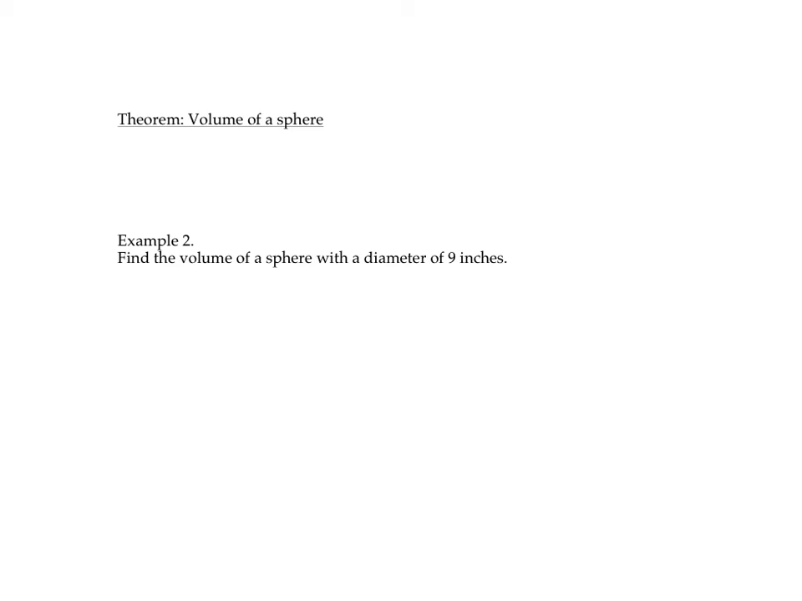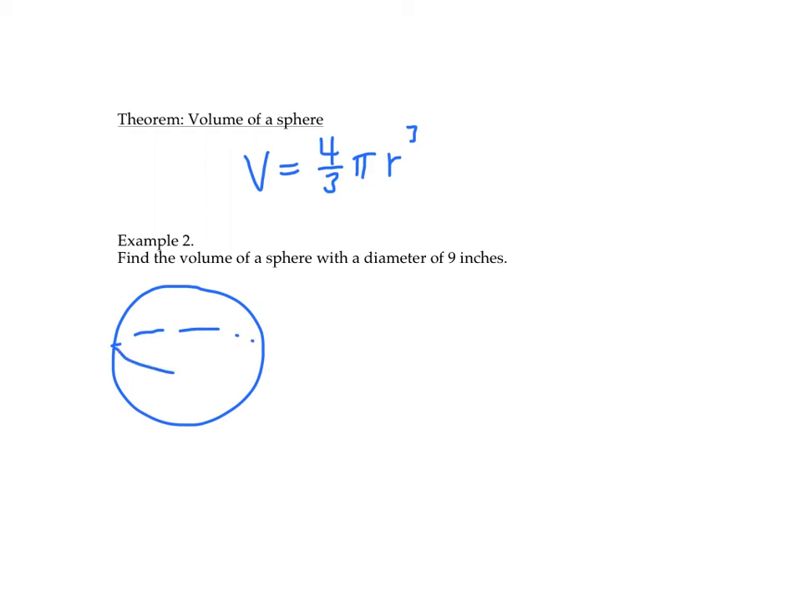Our second formula for today is how we find the volume of a sphere. The volume of a sphere, the formula is 4/3 times pi times the radius cubed. So in our second example, it simply says find the volume of a sphere with a diameter of 9 inches. Just be careful. Remember that diameter equals 2 times the radius. So if our diameter is 9 inches, our radius would be 4.5.